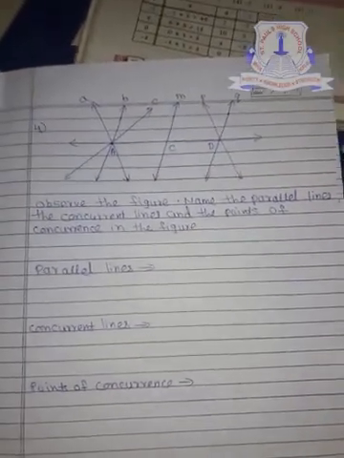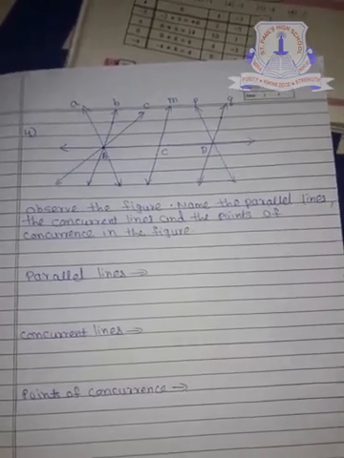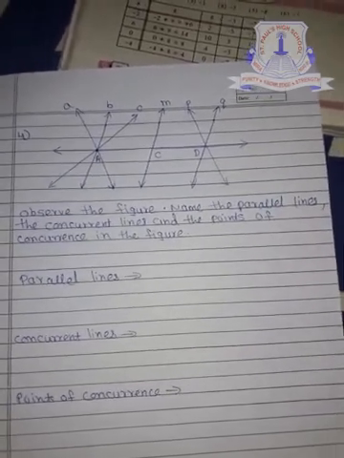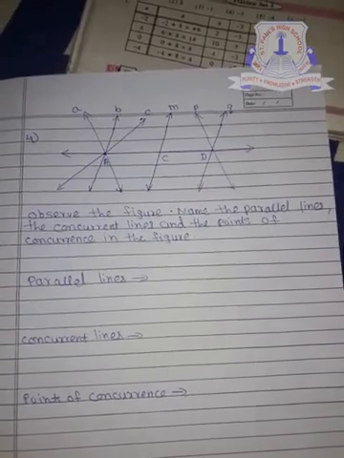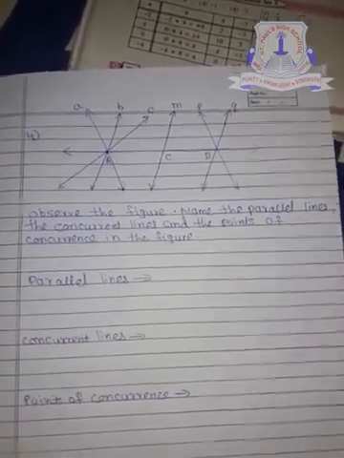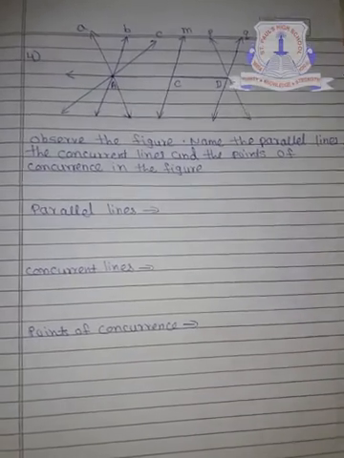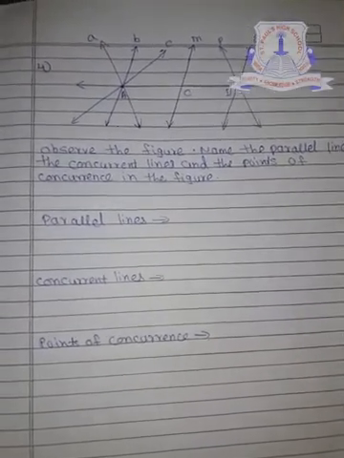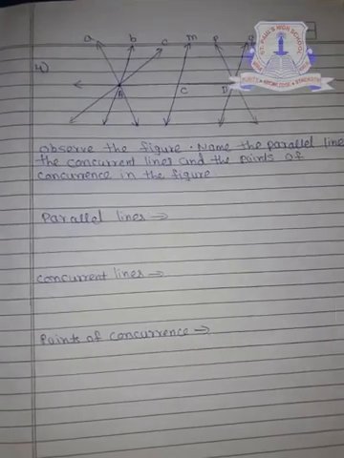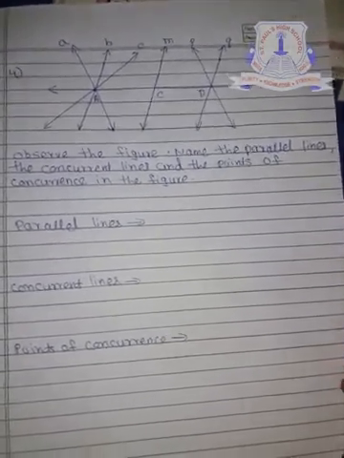Now the fourth question is, one figure is given to you and the question is, observe the figure, name the parallel lines, the concurrent lines and the point of concurrence in the figure. First we are going to see the parallel lines. What is the definition of parallel lines? Lines which lie in the same plane but do not intersect each other. Now we are going to see the lines which do not intersect each other and lie in the same plane.